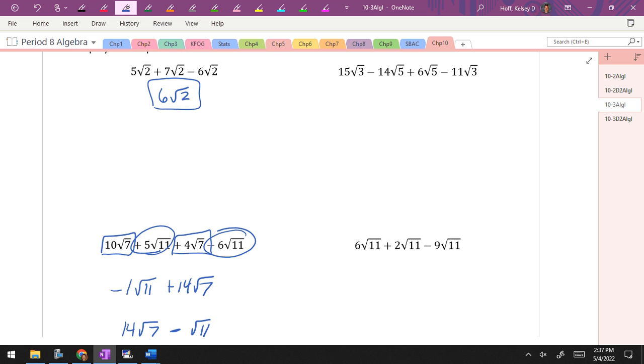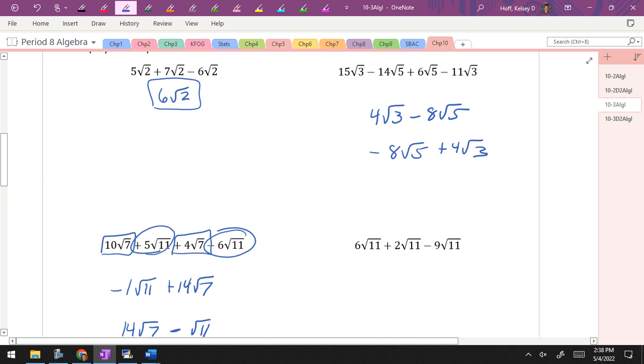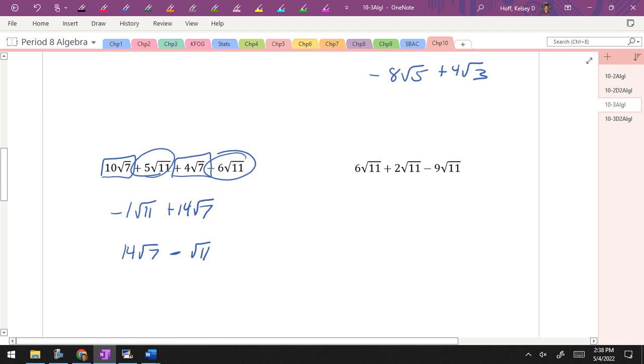15 square root 3 minus 14 square root 5 plus 6 square root 5 minus 11 square root 3. Thoughts? Could you have negative 8 square root 5 plus 4 square root 3? Yes. Good job, Chloe. 6 square root 11 plus 2 square root 11 minus 9 square root 11. Negative. You're right. Just checking, make sure you were right. I thought it was negative 2.